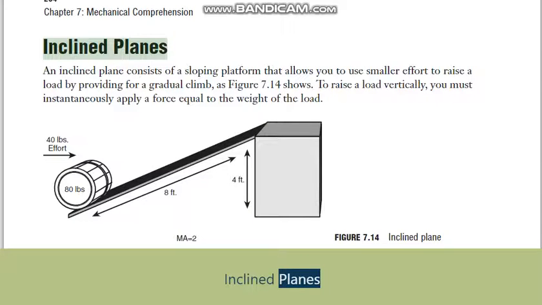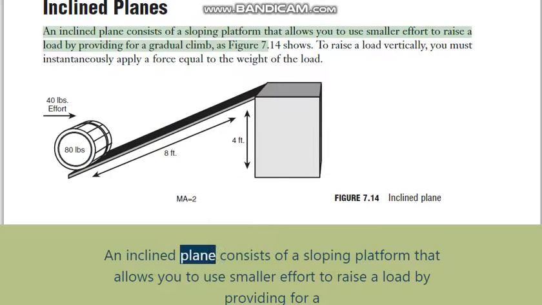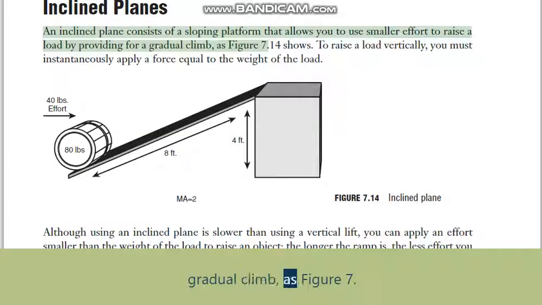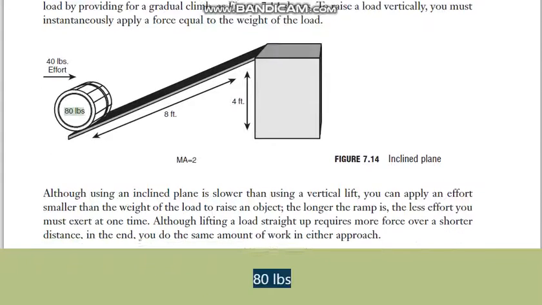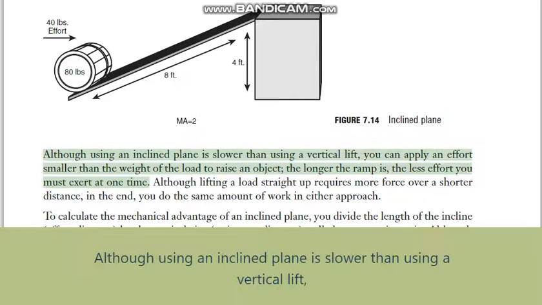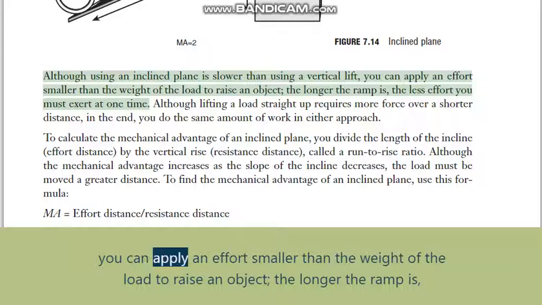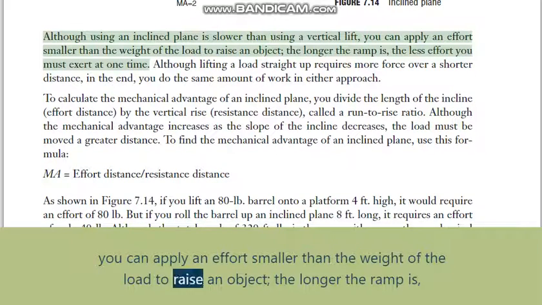Inclined planes. An inclined plane consists of a sloping platform that allows you to use smaller effort to raise a load by providing for a gradual climb, as figure 7.14 shows. To raise a load vertically, you must instantaneously apply a force equal to the weight of the load. 80 pounds. Although using an inclined plane is slower than using a vertical lift, you can apply an effort smaller than the weight of the load to raise an object.